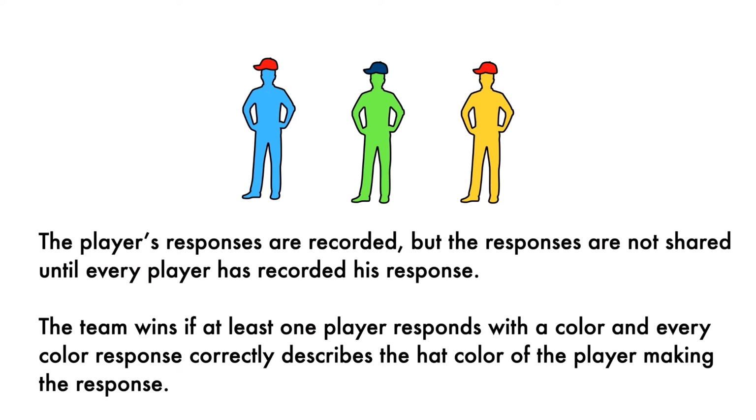The team wins if at least one player responds with a color and every color response correctly describes the hat color of the player making the response. In other words, the team loses if either everyone responds with I pass or someone responds with a color that is different from his hat color. What strategy should one use to maximize the team's expected chance of winning?